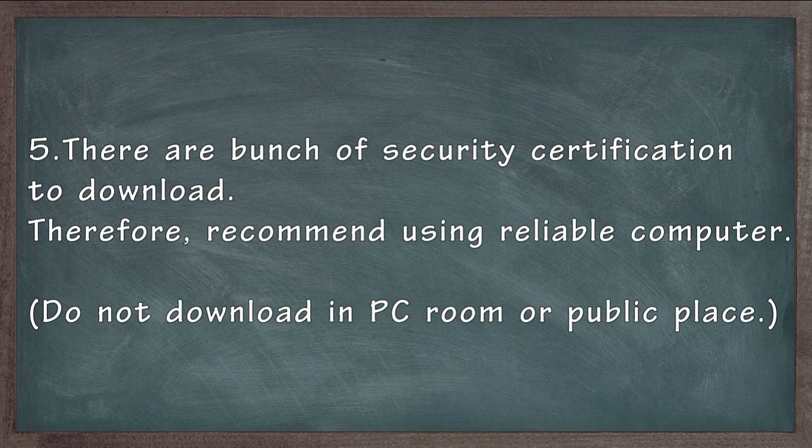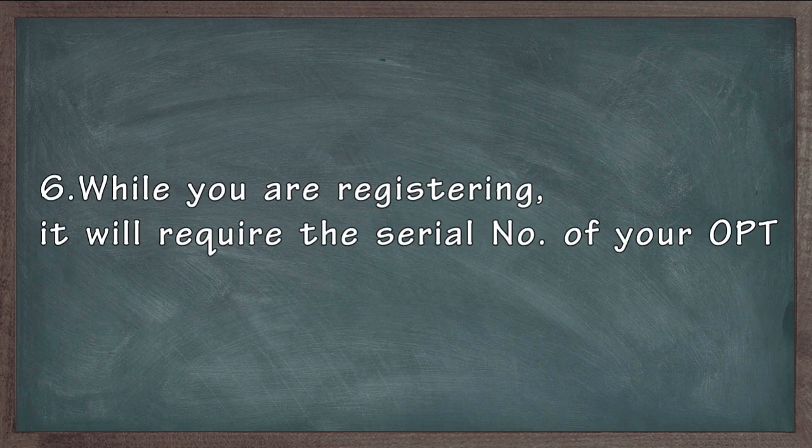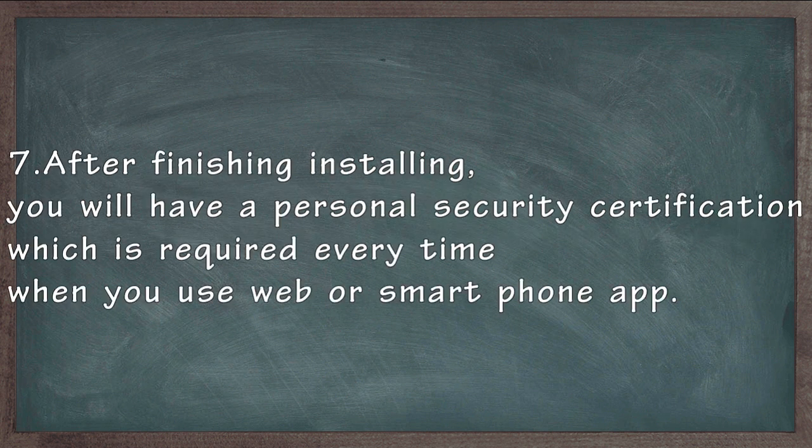Step 5. There are a bunch of security certifications to download. Therefore, I recommend using a reliable computer. Step 6. While you are registering, it will require the serial number of your OTP. Number 7. After finishing installing a bunch of programs, you will have a personal security certification, which is required every time you use it.